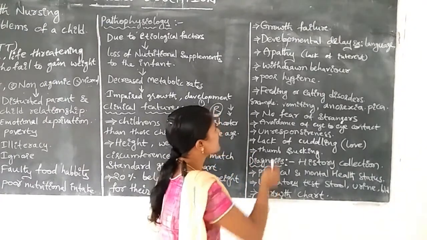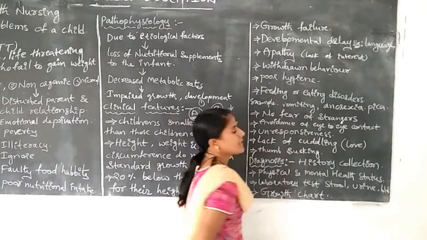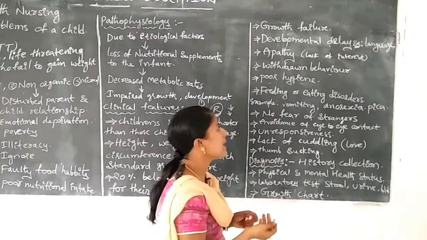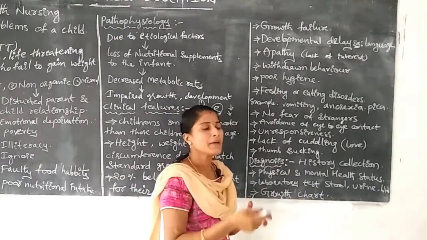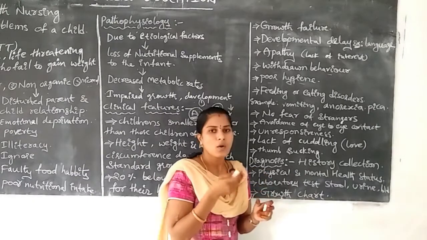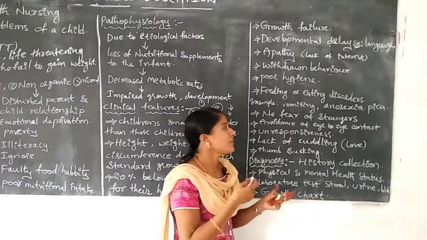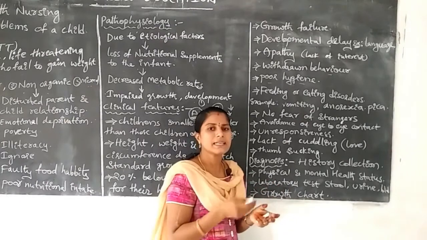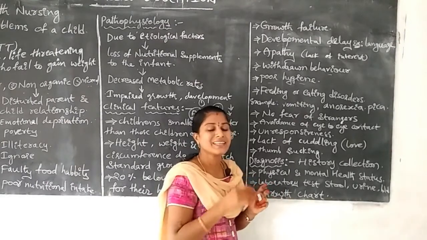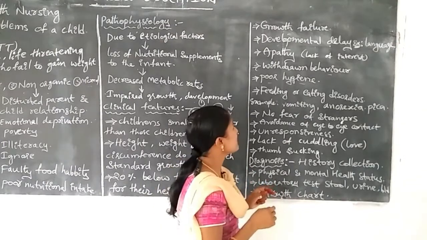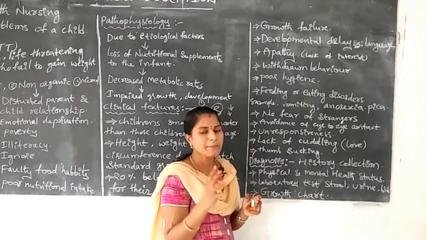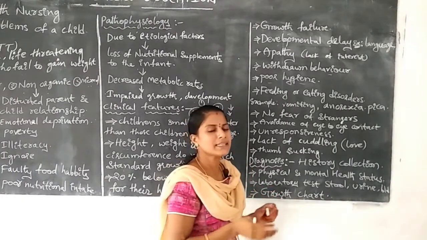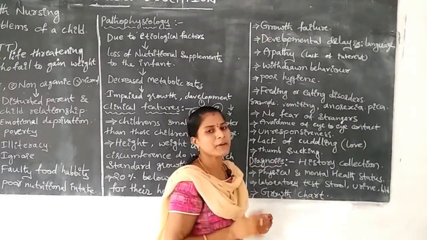Next is poor hygiene, meaning they are not maintaining personal hygiene. For example, in the early morning when they wake up, they should maintain oral hygiene, and after that personal hygiene, but they do not maintain it. They forget. Sometimes they pass urine in bed while sleeping. The infant suffers this problem.